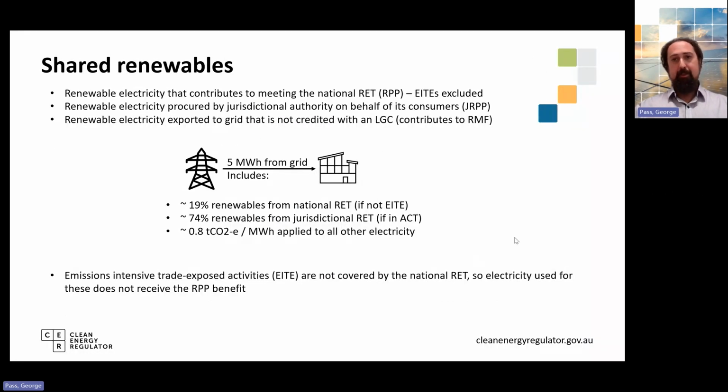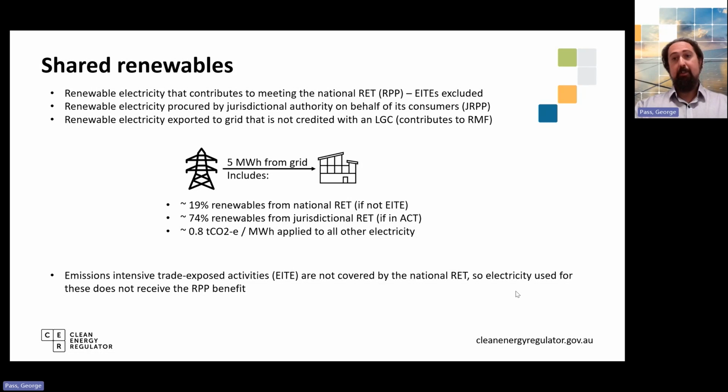So to sum up the last couple of slides, some renewables are shared and some are claimed individually. Shared renewables are automatically included in any electricity consumed from the grid. And this includes the LGCs that are surrendered to meet the national RET, which, as we've said, covers about 18 to 19% of grid consumption in 2023. And also for consumers in the ACT, the LGCs that the ACT government surrenders to meet its jurisdictional target are included in the grid. And this covers about 74% of ACT grid consumption.